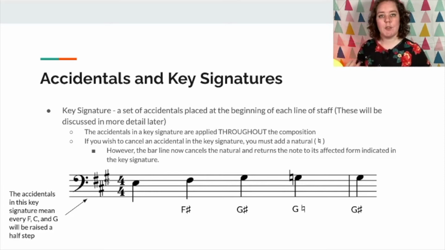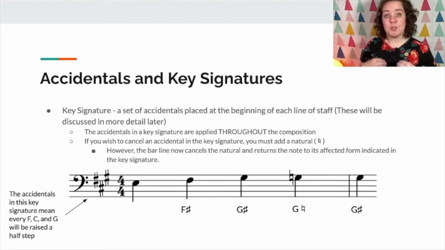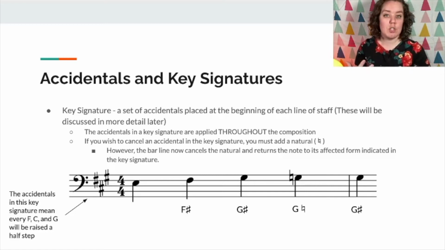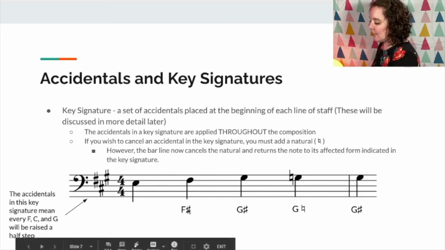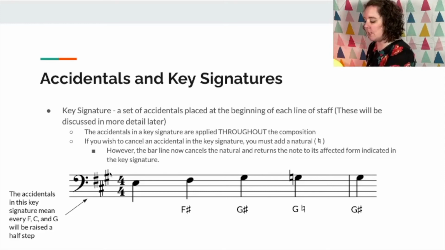So that means every single time I come across those notes in the composition, I, as the composer, don't have to add a sharp every single time. That key signature is going to give instructions to the musician to turn those Fs, Cs, and Gs into sharped notes every single time. So for instance, I've already got these written in here for you. This is E, this is F, and we would read it as F sharp because of the F sharp in the key signature. This is G sharp because of the G sharp in the key signature.